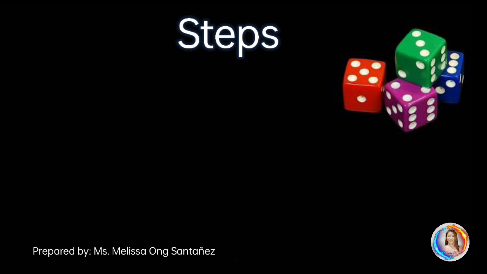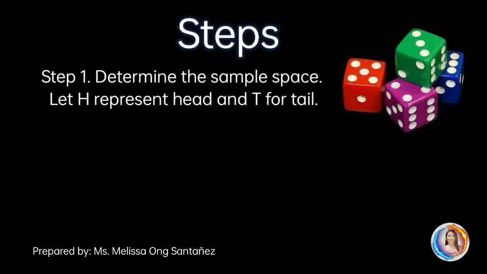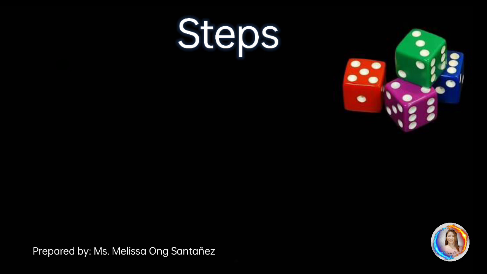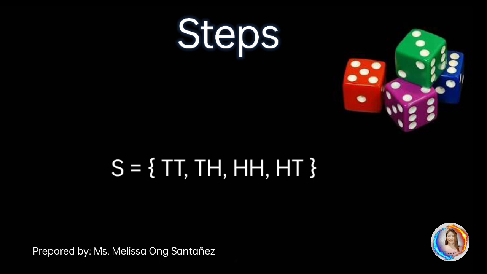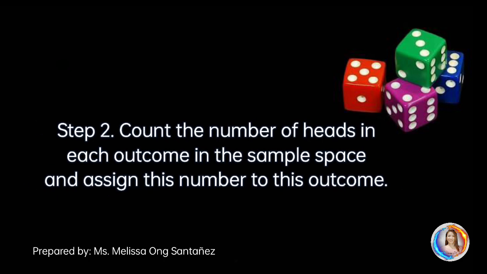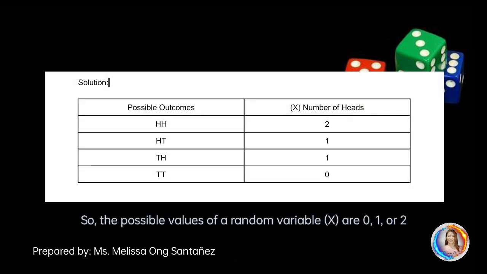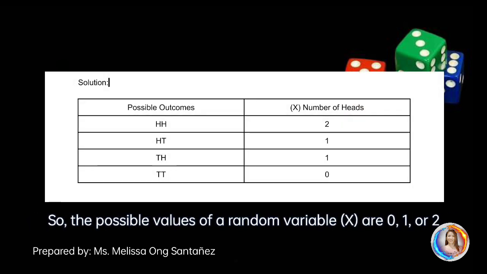First, step 1. Determine the sample space. Let h represent head and t for tail. So our sample space for this experiment, let's say S, is equal to 2 tails, or it can be 1 tail and 1 head, or 1 head and 1 tail, or 2 heads. For step 2, count the number of heads in each outcome in the sample space and assign these numbers to the outcomes. Please watch the screen. So the possible values of the random variable x are 0, 1, or 2.